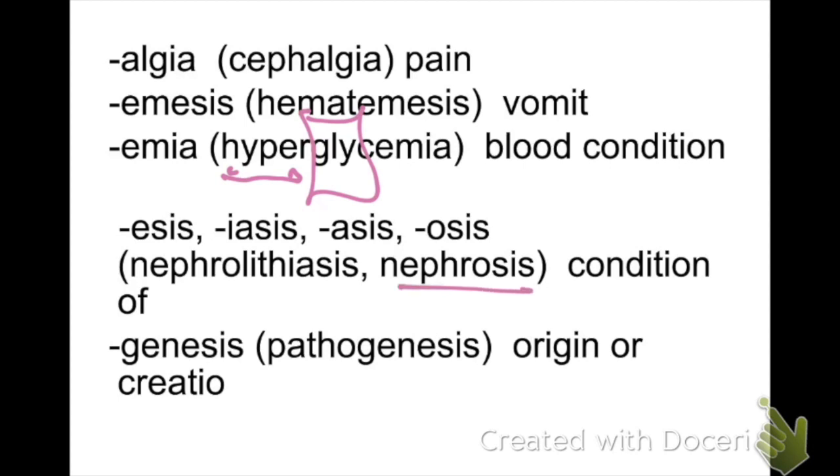nephrosis just means a condition of the kidney. Nephrolithiasis means a condition of kidney stones, with litho meaning stone. And genesis means origin, or creation. So pathogenesis would be the origin or cause of a disease.